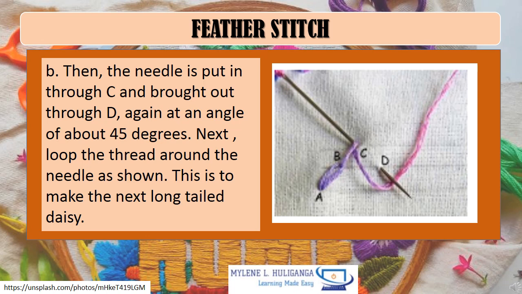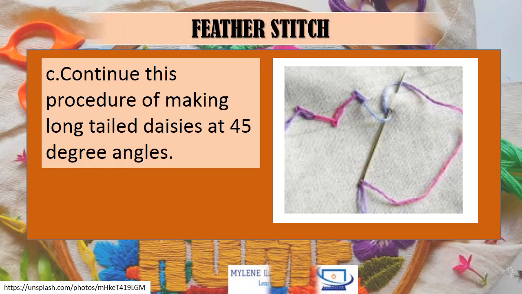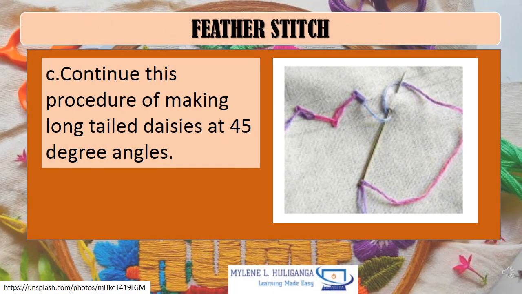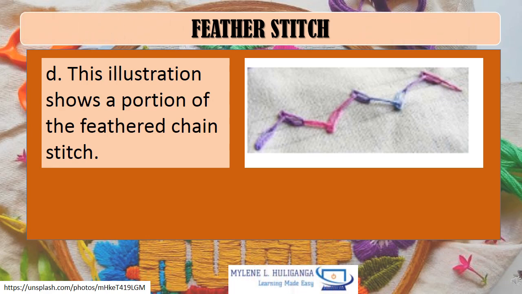Then the needle is put in through C and brought out through D, again at an angle of about 45 degrees. Next, loop the thread around the needle as shown. This is to make the next long-tailed daisy. Continue this procedure by making long-tailed daisies at 45 degree angles. This illustration shows a portion of the feathered chain stitch.